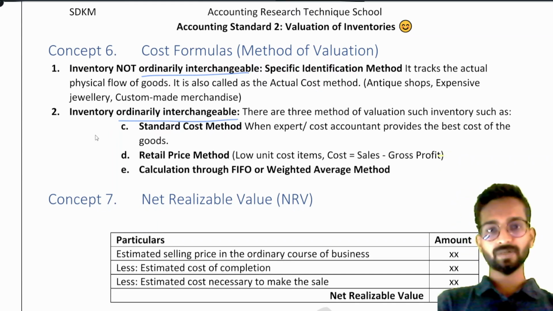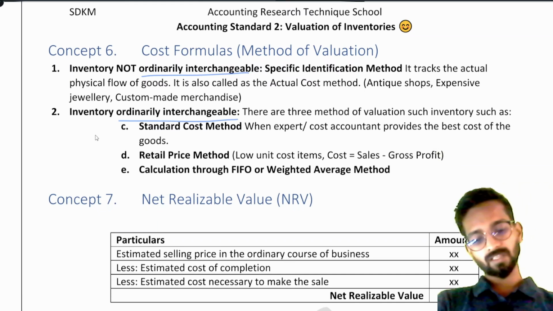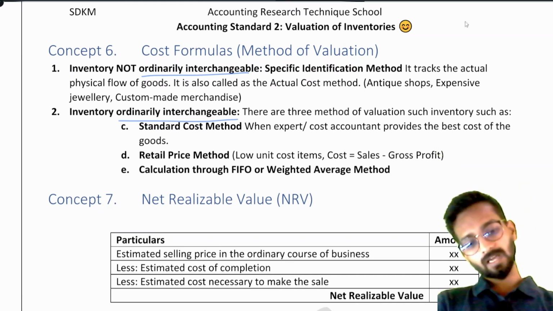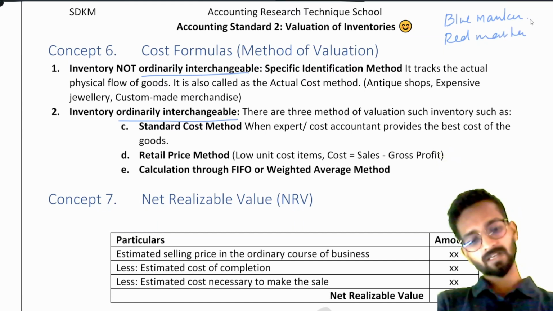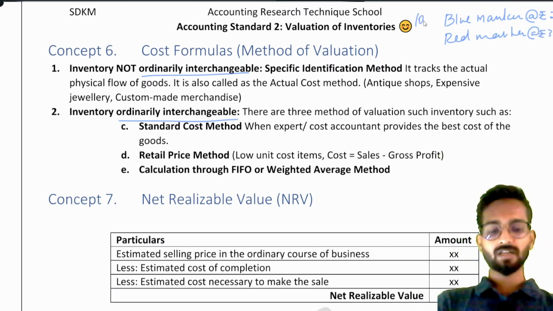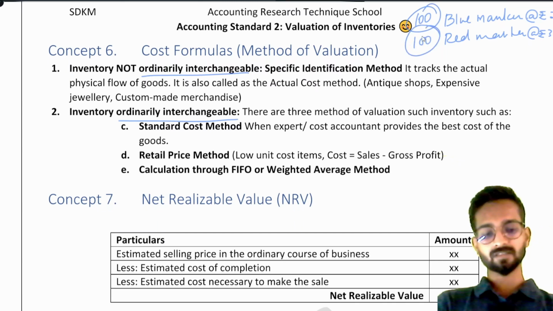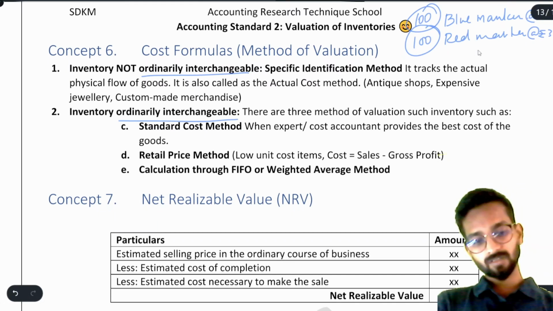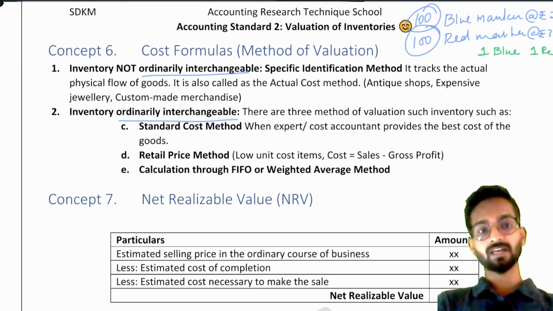Suppose I have a business of purchasing and selling markers. If I tell you that I have purchased blue markers, then I have purchased red markers. Say blue markers I have purchased at rupees 20 and red markers I have purchased at rupees 30. Sir, how many markers we purchased? We purchased 100 blue markers and 100 red markers. At the year end we have sold all the stock except one blue marker and one red marker in our closing stock.